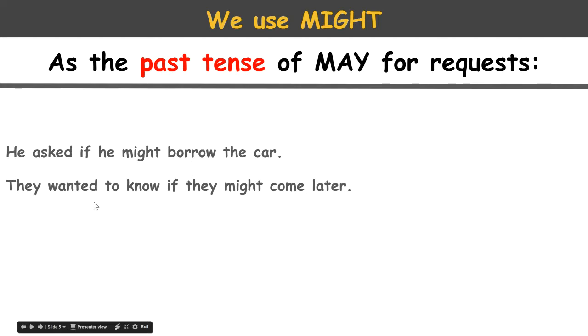Next example. They wanted to know if they might come later. Remember? So when they made the request to come later in the past, maybe yesterday, last month, I don't know when, you don't use may, you use might. So they wanted to know if they might come later.